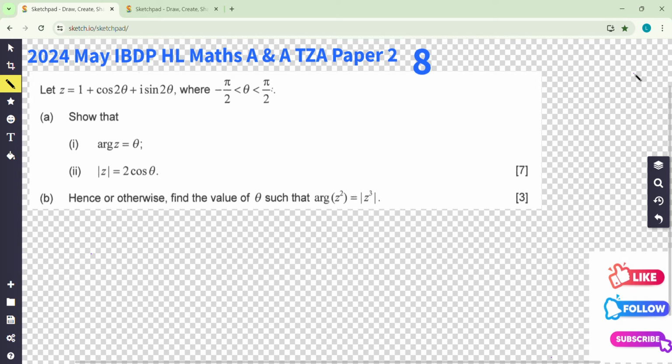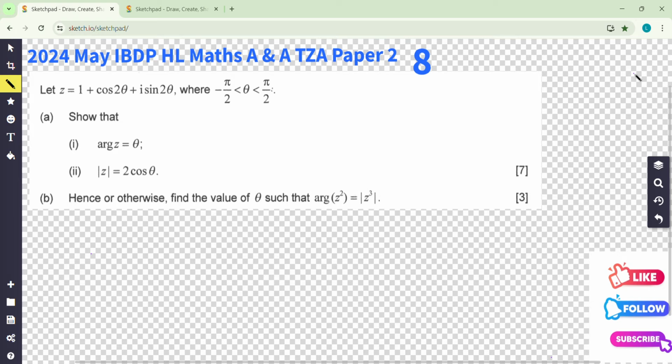Question 8 is very good. Besides IB, I do GCSE level, IAL, AP, and sometimes DSE. I found I never thought we could discuss the thing in this way. So it's a very good question about a complex number.